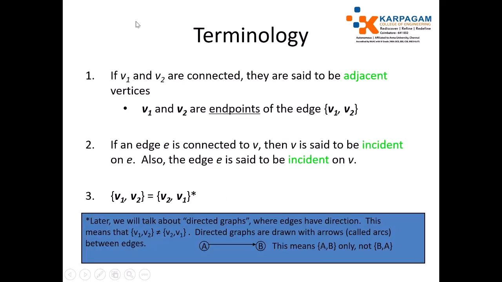Terminology relating to graph. If V1 and V2 are connected, they are said to be adjacent vertices. For example, there are two vertices V1 and V2. If they are connected, it means V1 is adjacent to V2. Similarly, V2 is adjacent to V1. V1 and V2 are the endpoints of the edge V1, V2. If an edge E is connected to V, then V is said to be incident on E. Also, edge E is said to be incident on V.